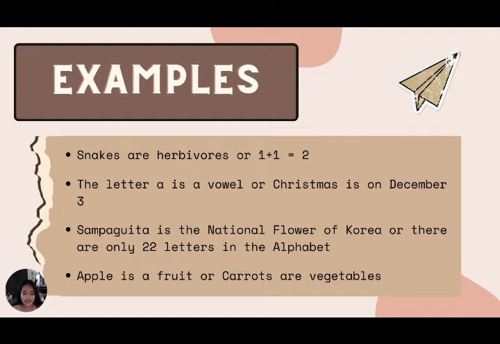Third, Sampaguita is the national flower of Korea, or there are only 22 letters in the alphabet. Since both statements are false, this proposition is automatically false. Last but not the least, apple is a fruit or carrots are vegetables. Since both statements contain truth, this proposition is true.